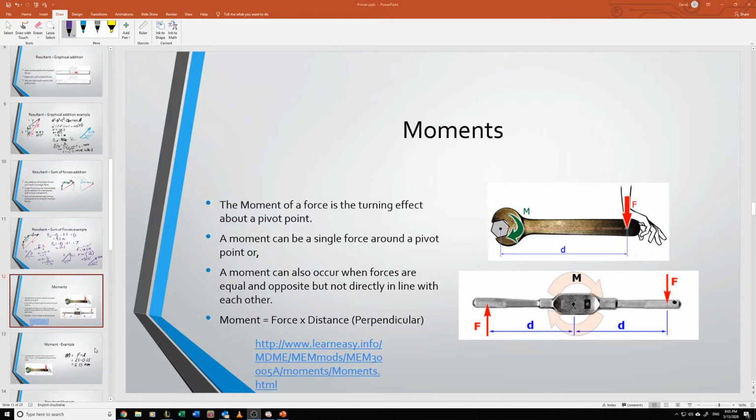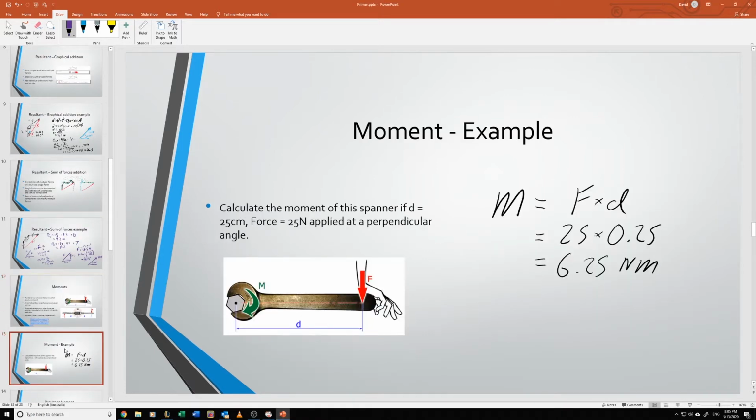So let's go on to the next one. In this example, we're going to calculate the moment on this spanner if D is equal to 25 centimeters and the force applied is 25. We know our formula is moment equals force times distance. Our force is 25, which is already given, and the distance is 25 centimeters.